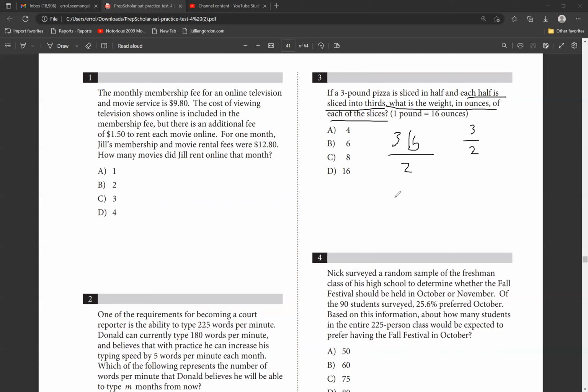Okay, so if it's 3 pounds, that's really 48 ounces. Divide that by 2, that's what, 24 ounces? And then you're dividing that by 3. So we're looking at 8. What is the weight in ounces of each of the slices? 8.